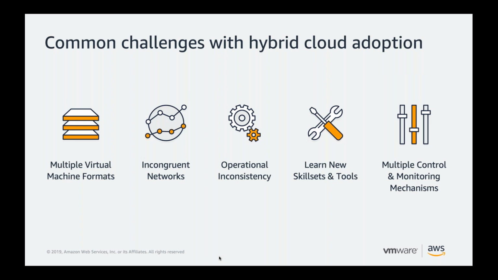And then as far as having to learn new skill sets and tools, you can utilize the same skill set and tools that you utilize on premises with VMware Cloud on AWS. And then with regard to monitoring, the monitoring mechanisms that you use on premises, you can leverage that with VMware Cloud on AWS as well. So in theory, nothing changes from the standpoint of a user.